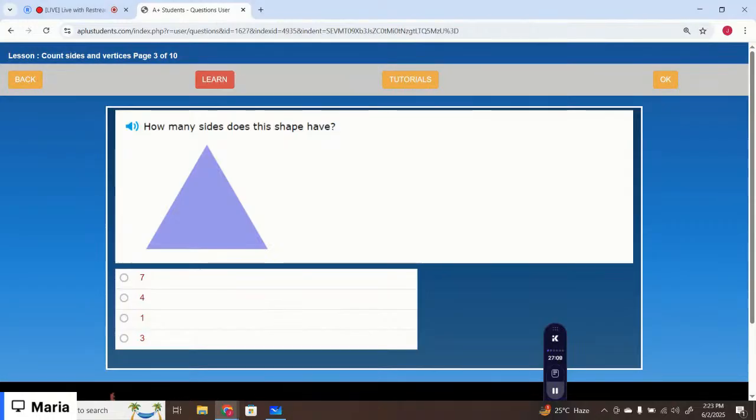How many sides does this shape have? That is a three-sided shape, a triangle. Option four is the correct option.